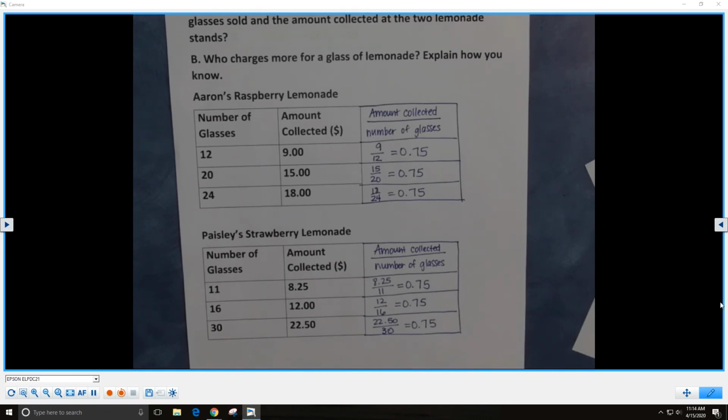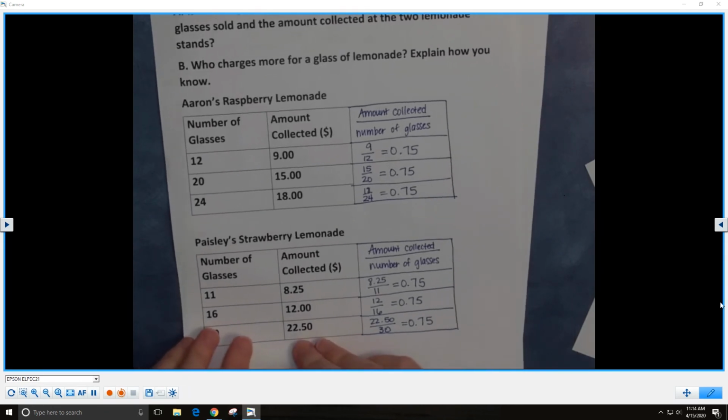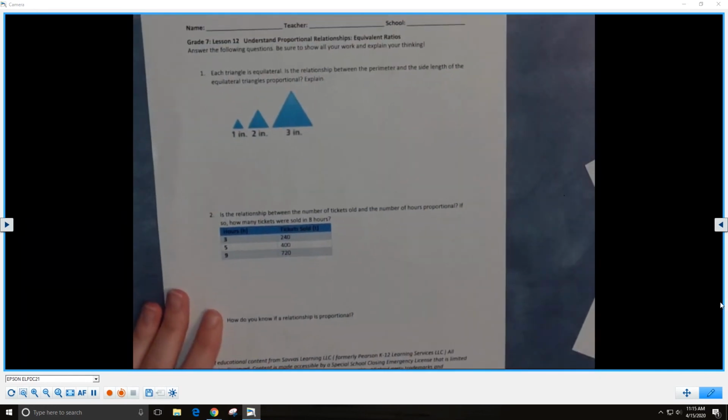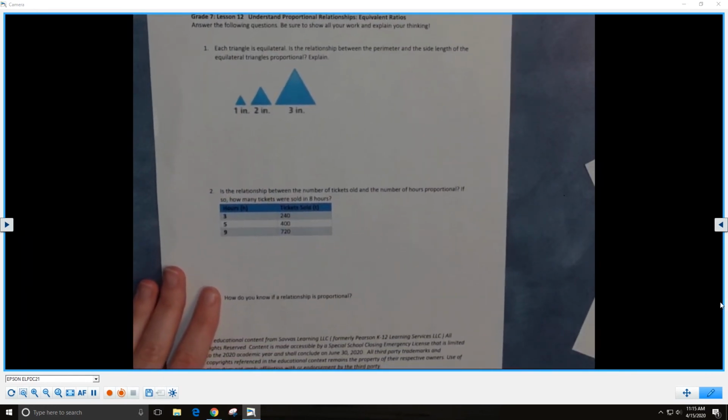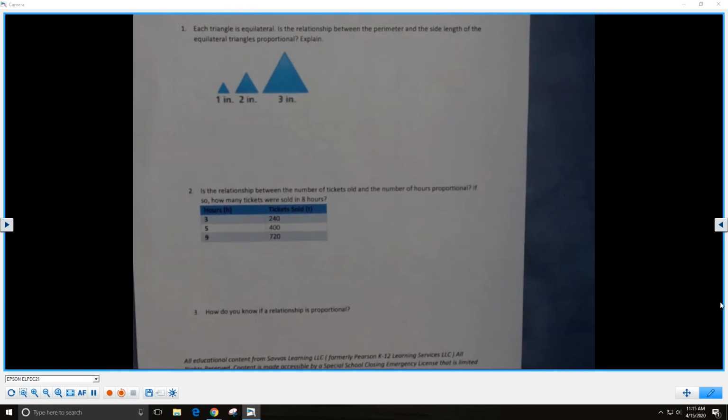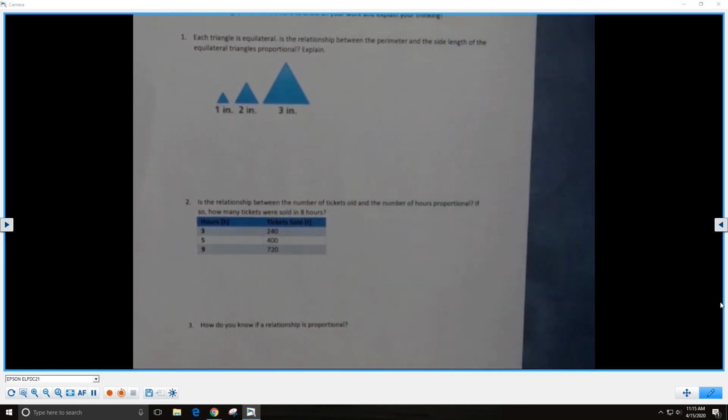Excellent job. Great work today, 7th grade. Today we reviewed understanding proportional relationships and equivalent ratios. I hope you're seeing some connections to ratios, unit rates, and proportions. You really did a great job today.